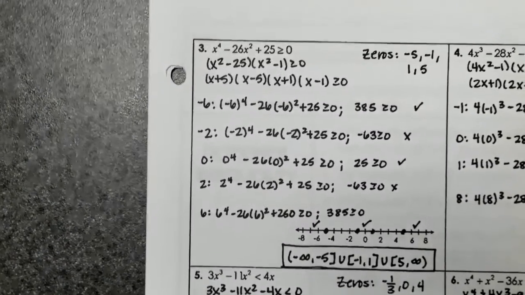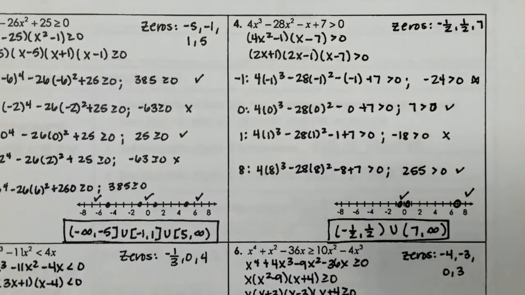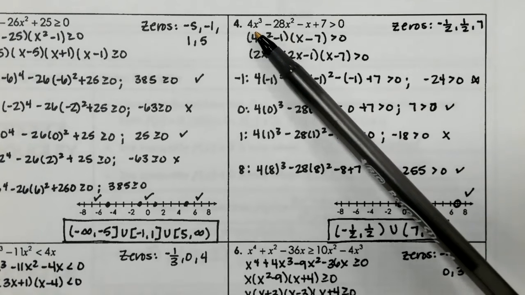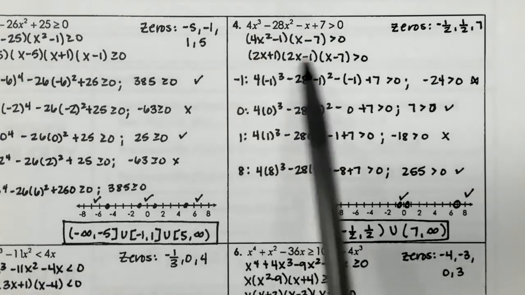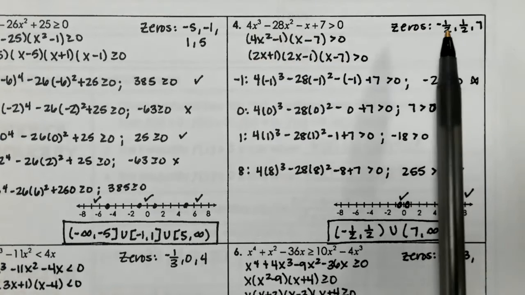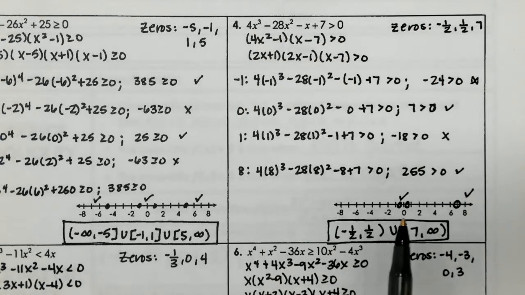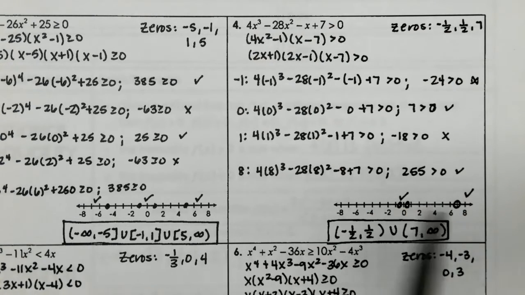All right, all good? Let's look at 4. Awesome. Here on 4, we have 4x cubed minus 28x squared minus x plus 7. Factor completely. So our zeros are -1/2, +1/2, and 7. So plot those down here, and it's greater than, so open circles.